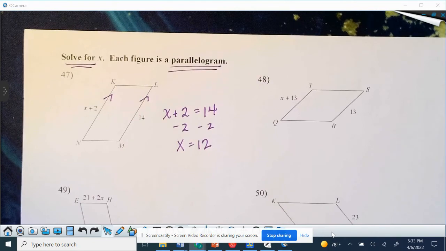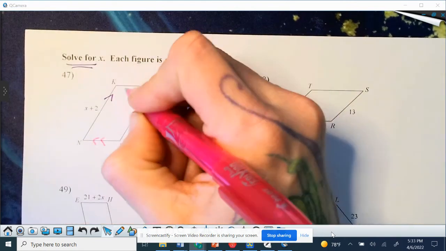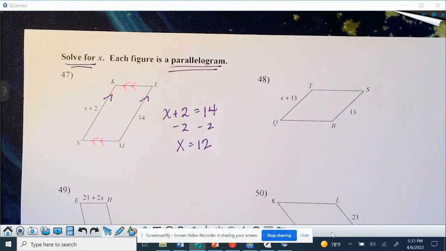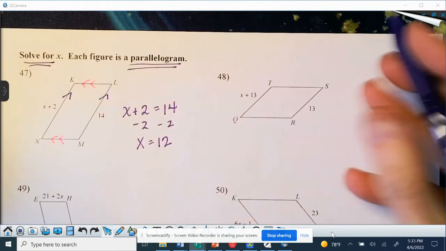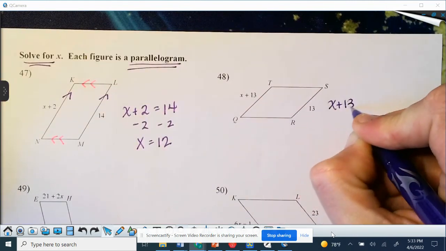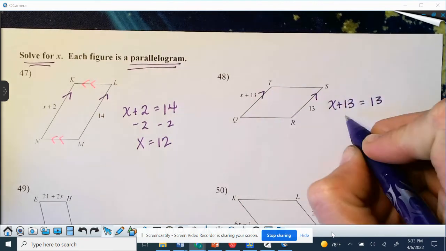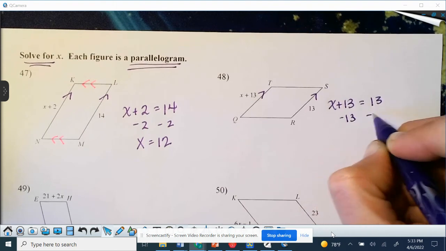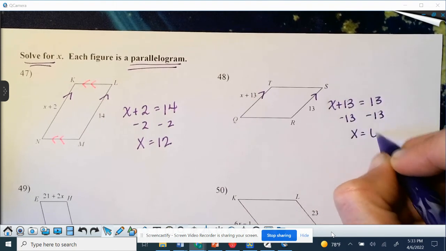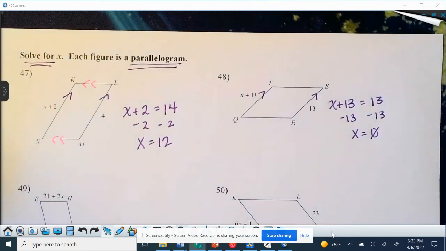Though we don't know the numbers, we should also know that NM and KL are congruent as well, again, because it's a parallelogram. So then 48, X plus 13, because opposite sides are congruent because they are parallel to each other. So subtract 13, X is going to equal 0. Though that's going to throw up a red flag to you, it's fine because the distance on that side is still 13. So X can be negative. The distance itself just can't be negative.